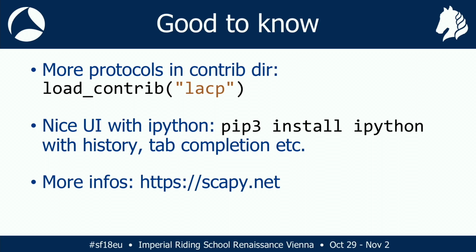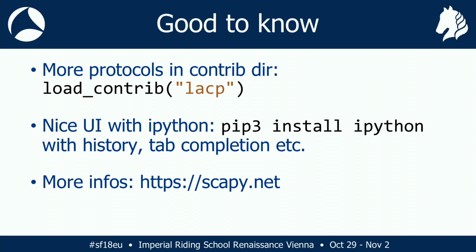Some things which are not very well documented, that's why I put it here. The contrib directory in the Scapy source code provides some additional layers. So, for example, the LACP is not implemented in the core Scapy, but it's in the contrib directory, and with load contrib, you can then have the LACP, or there are lots of other protocols in the contrib directory.